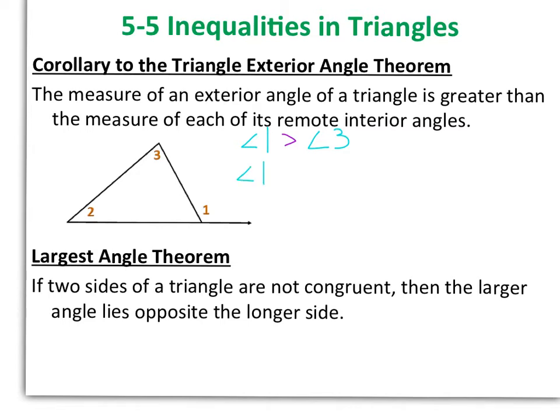and angle 1 will be greater than angle 2, which back in Chapter 3 we learned that we could find the measure of angle 1 by adding angles 2 and 3 together, so then it's kind of obvious that angle 1 has to be bigger than both of those angles. The largest angle theorem says if two sides of a triangle are not congruent, then the larger angle lies opposite the longer side.